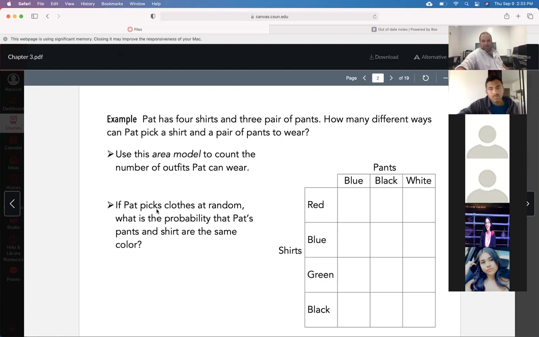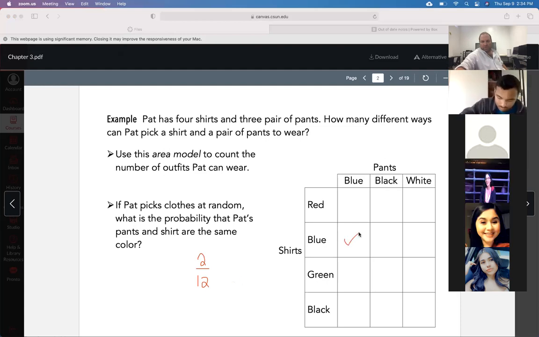Now, if Pat picks clothes at random, what is the probability that Pat's pants and shirt are the same color? 2/12. Is it 2/12? I'm sorry, I heard someone answer, but it was like talking in the background. What was your answer? 2/12. Do we agree with this? Yes. Blue and blue, black and black. Right. So there's two ways of the 12 equally likely outcomes that the pants and shirt are the same color.